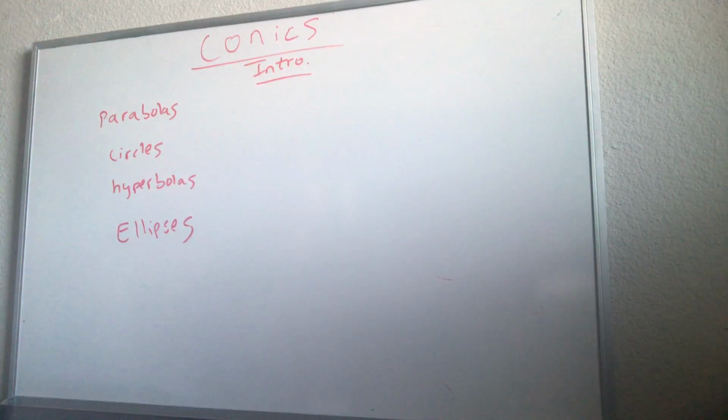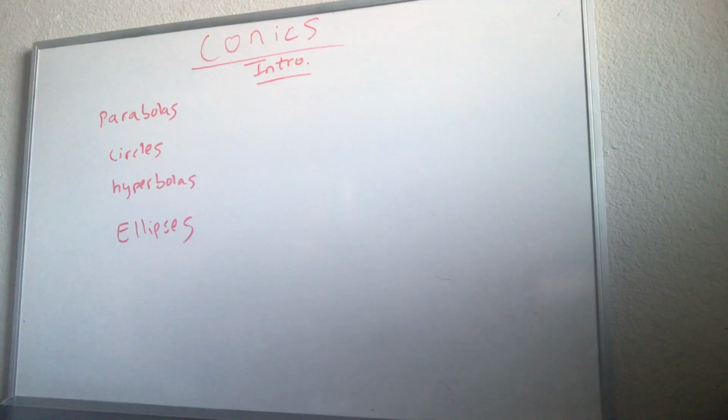This is an introduction to conics. The four main types of figures that you will be seeing are parabolas, circles, hyperbolas, and ellipses. It's important to understand conics because when you look later into the polar system, we will be identifying which shape is exactly a parabola, a circle, a hyperbola, or an ellipse, depending on the polar equation.